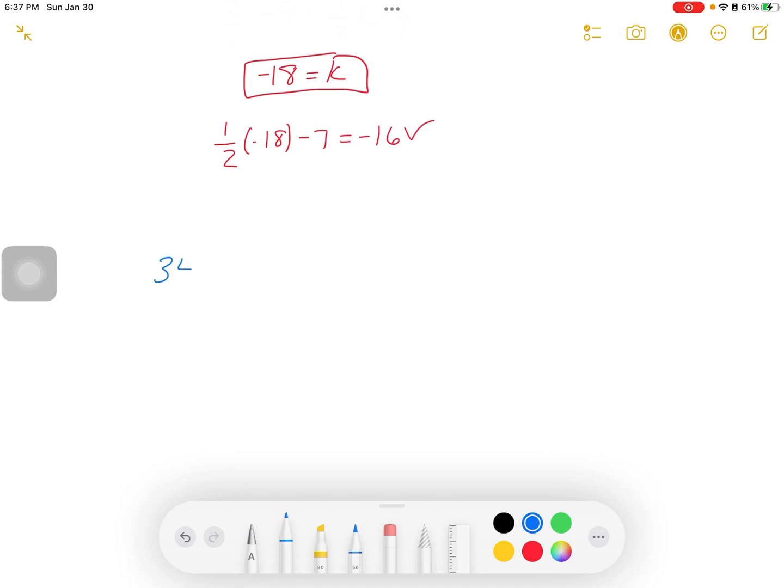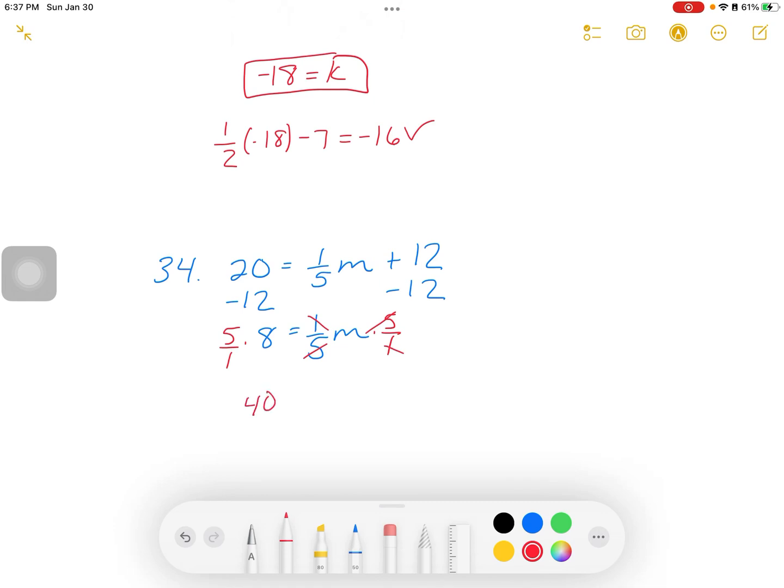Number 34 was the next one that I had you look at, which was 20 equals 1/5 m plus 12. So again, furthest from the variable is the positive 12. So I take 12 away, and I get 8 equals 1/5 m. The opposite of multiplying by 1/5 is to divide by 1/5 or multiply by its reciprocal, which would cross-reduce out the fractions, and so I would get 40 equals m.